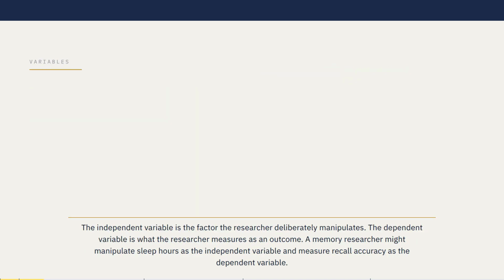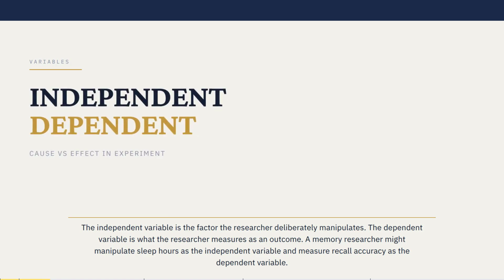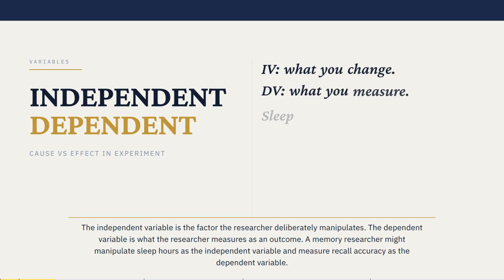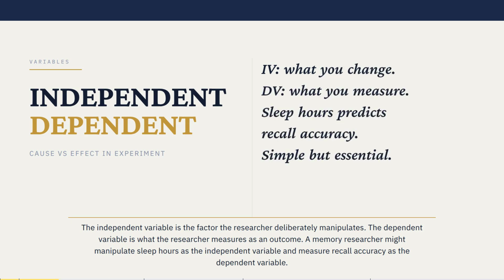The independent variable is the factor the researcher deliberately manipulates. The dependent variable is what the researcher measures as an outcome. A memory researcher might manipulate sleep hours as the independent variable and measure recall accuracy as the dependent variable.